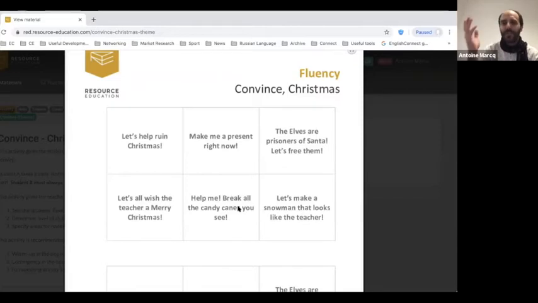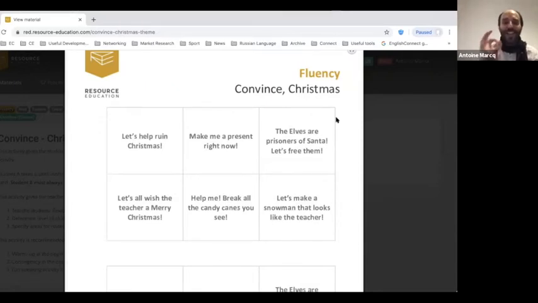The elves are prisoners of Santa. Let's free them. Let's all wish the teacher a Merry Christmas. It's a very funny card. You'll see how the students react, because your students like the teacher. It's absolutely natural. It's absolutely normal. So when they have to convince each other to wish you a Merry Christmas, and one of them has to say no, they have very, very funny little conversations.